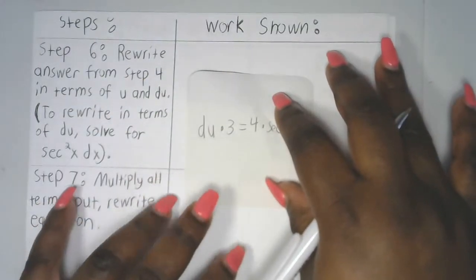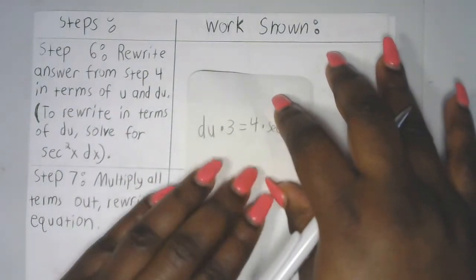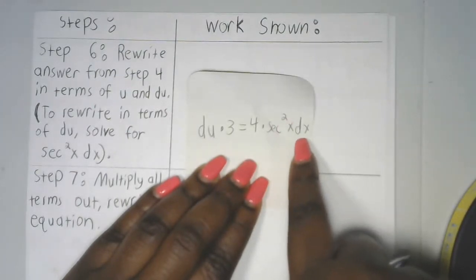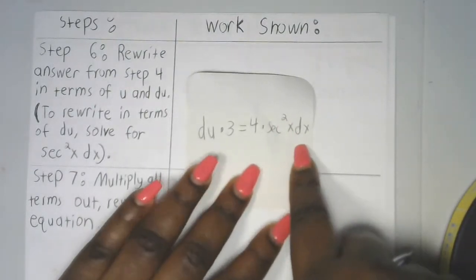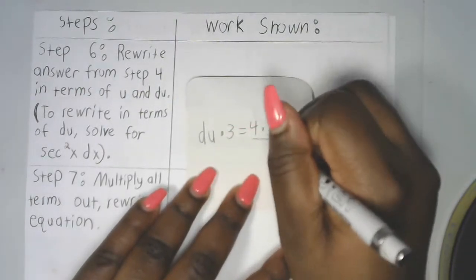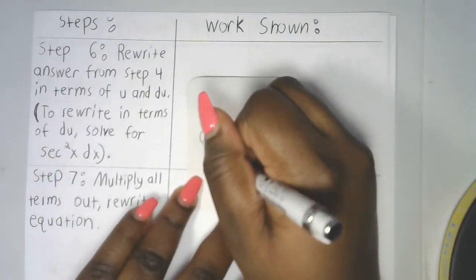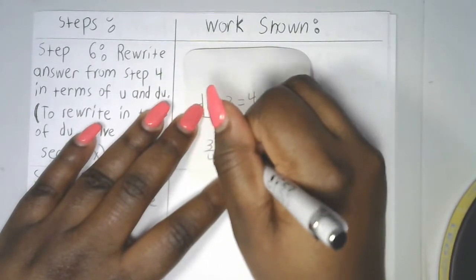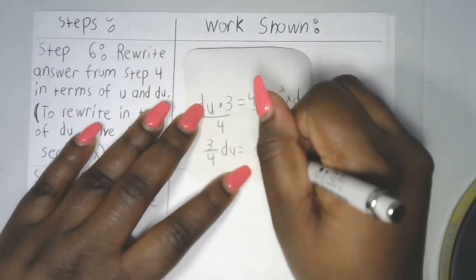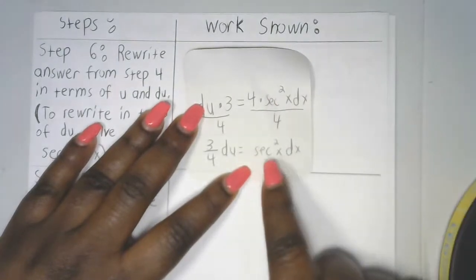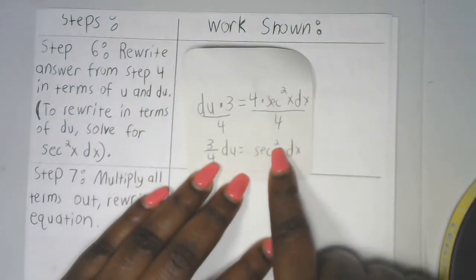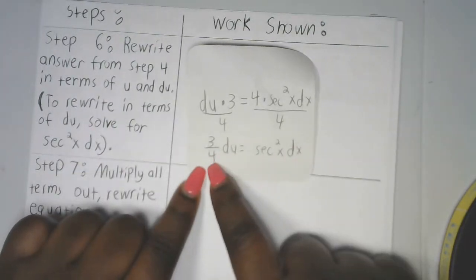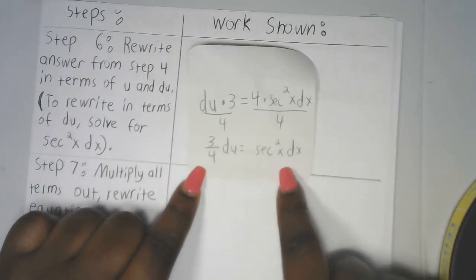We would have to solve for secant x squared dx, so we would have to get it alone. To do that, you would divide by 4 on both sides, and you would get 3 over 4 times du is equal to secant x squared dx. Now we've solved for secant x squared dx because it is by itself.